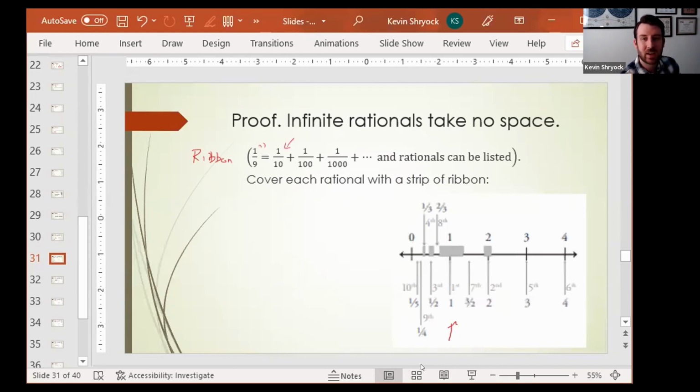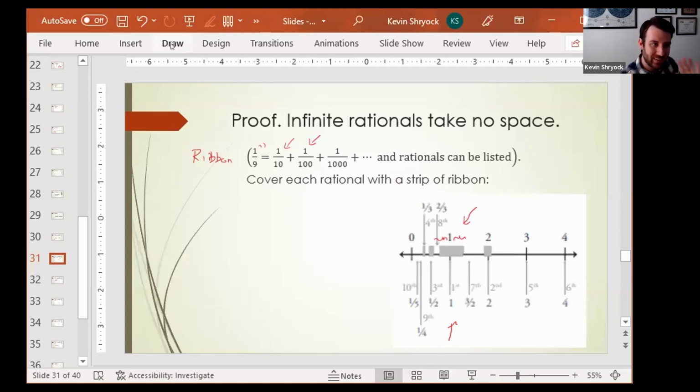Then I'm going to go on to the next number in my list, and I'm going to cover it with a 100th. So I'm covering up every single number on the number line with ribbon. Now, once I've covered up the number 1, we'll agree that there's some excess. So I've definitely covered up 1, and I've even covered up some numbers off to the side. That's fine.